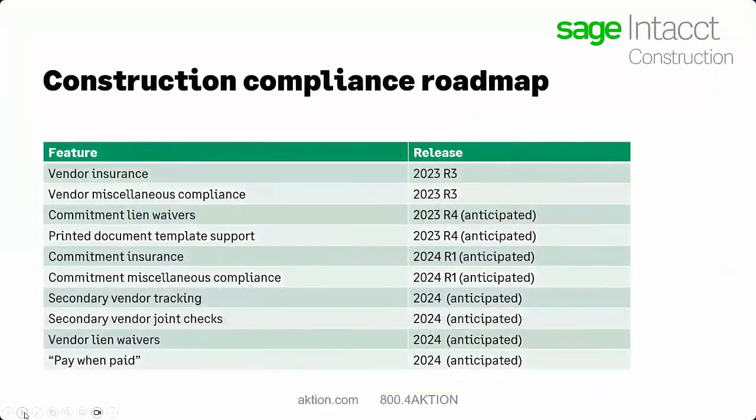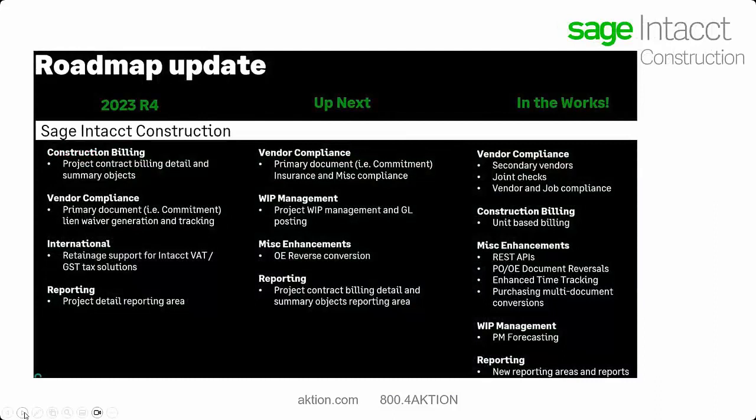Like I mentioned, printed docs, more commitment related compliance pieces will be end of this year, early next year. And then there will be additional pieces for joint checks, lien waivers, and the option to have paid when paid at some point in 2024. So lots of new enhancements to look forward to during this rollout.